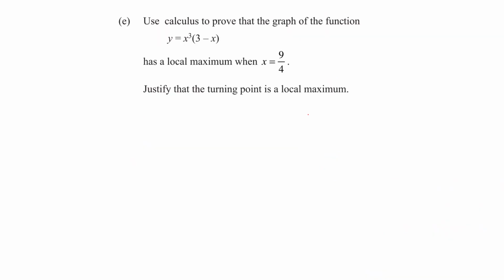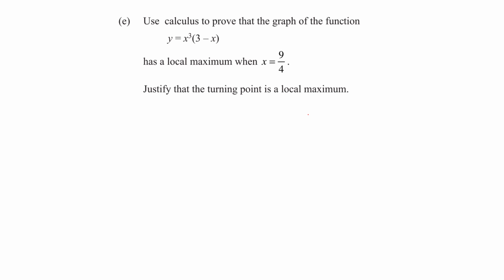Hi guys, so we're going to do question 2e. Question 2e has a couple of methods you can go through, but I'm just going to go through the easiest one. Use calculus to prove that the graph of the function y equals x cubed times (3 minus x) has a local maximum when x is equal to 9 over 4.